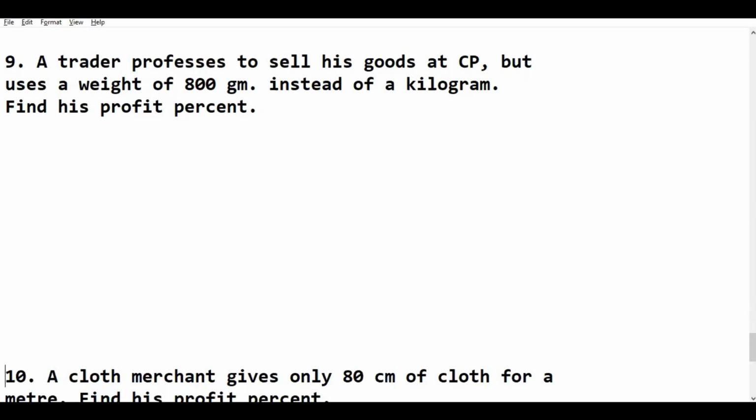So please understand the question. A trader is giving only 800 grams instead of what? 1000 grams. 1 kilogram is equal to 1000 grams. So he is giving 800 grams instead of 1000 grams. He is asking for the profit percentage. Please pause the video and try to answer this question.